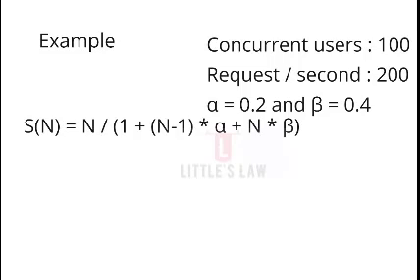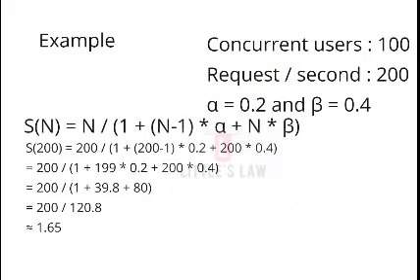Using the universal scalability law formula, which is S of n is equal to n divided by 1 plus (n minus 1) multiplied by alpha plus n multiplied by beta. Here S of n represents the expected scalability and n is the number of concurrent users. By plugging in the values, we get the following equation. The result is approximately 1.65, which indicates that the expected scalability of the application with 200 concurrent users is 1.65 times the initial performance.